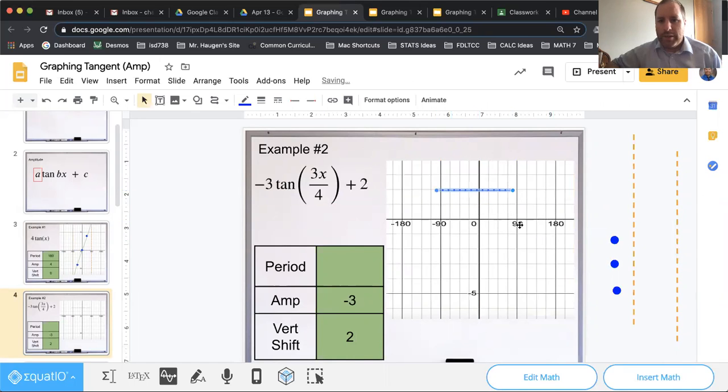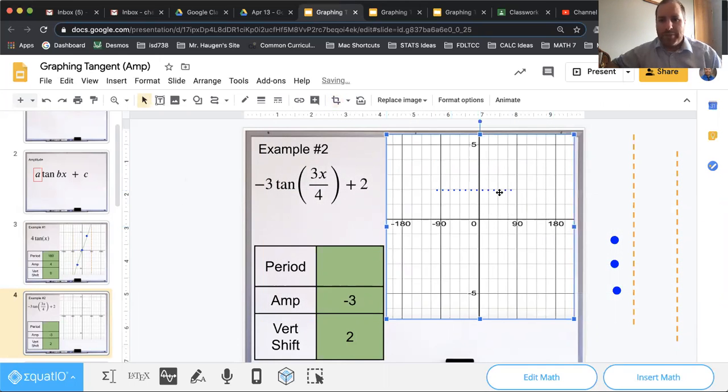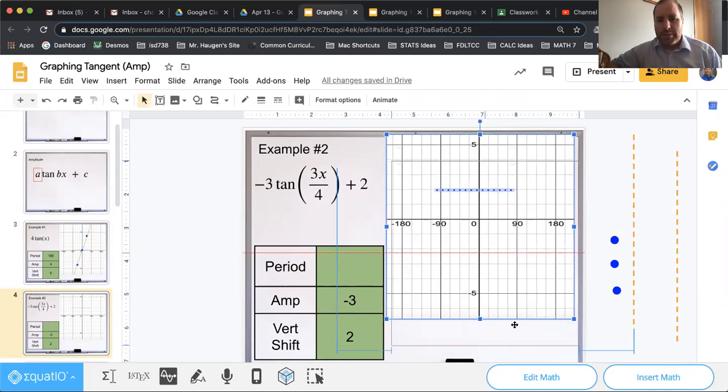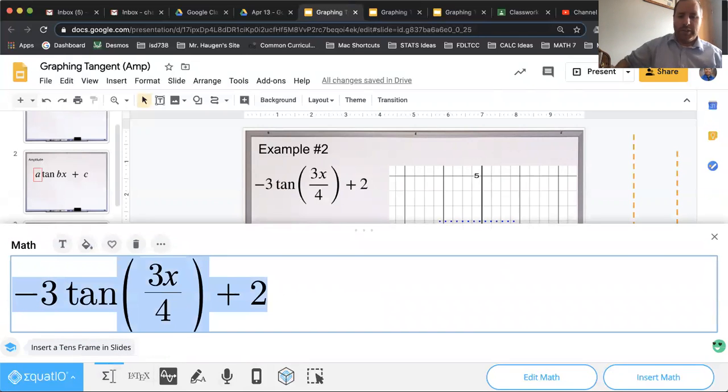All right, up there. Actually, let's make this thing a little bit larger so we can see the very top of the graph. All right, so we'll drag this down a little bit, and there's 2. And now we need to figure out the period. Again, the period's going to be 180 divided by whatever this thing is. So just to put that work up there, and there's the whole equation.